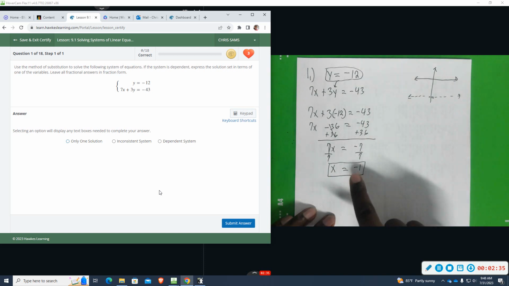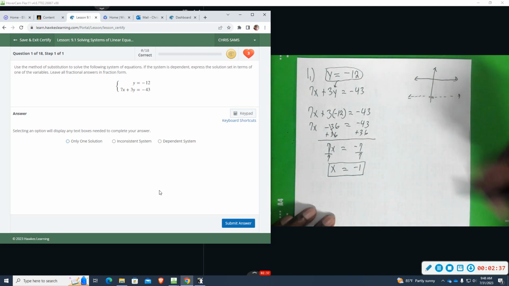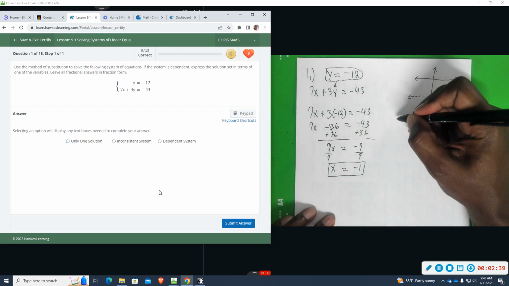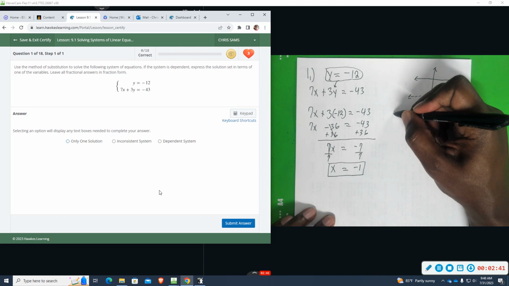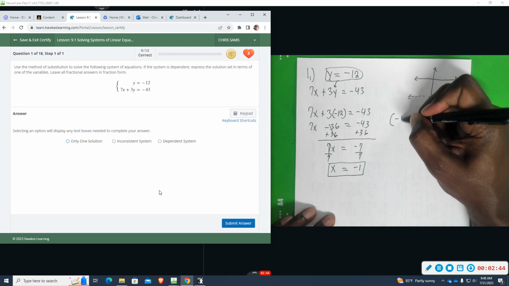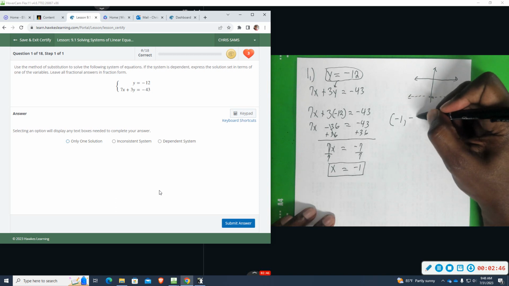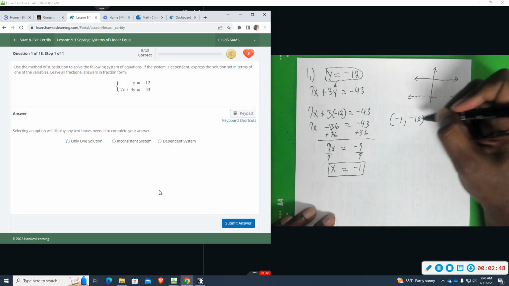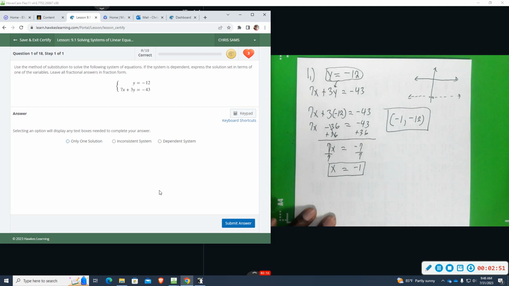So we have an x value, we have a y value. I didn't graph that other line, but the solution to this system of equations will be the ordered pair -1 for x and then -12 for y. So substitution, you're just going to substitute or replace one value with another. So this system has one solution, and it is (-1, -12).